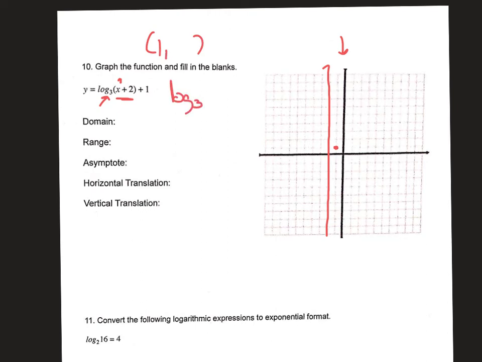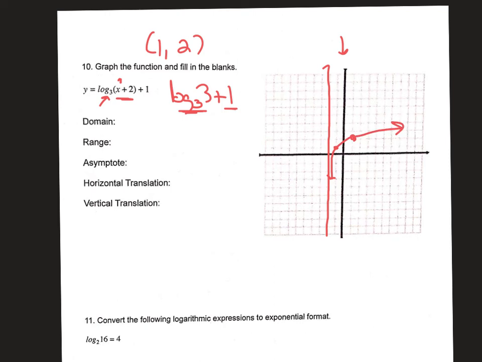I get log base 3 of 3, plus 1. Log base 3 of 3 is 1, and 1 plus 1 is 2. So basically what happened is I plugged in 1, and I got 2, because that's 1, and that's 1. 1 plus 1 is 2. So go to 1, 2, right there. Then you're ready to draw your graph.